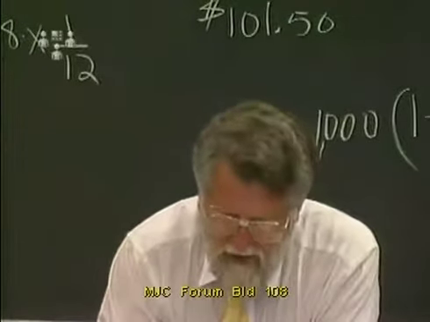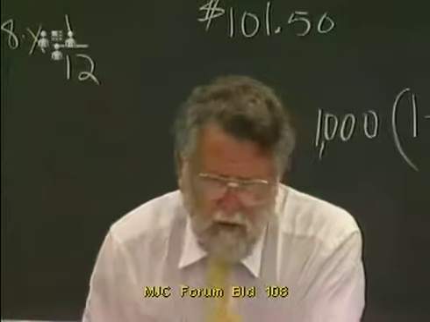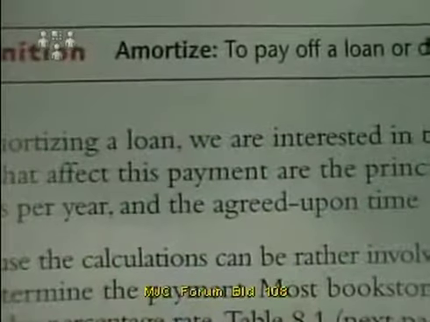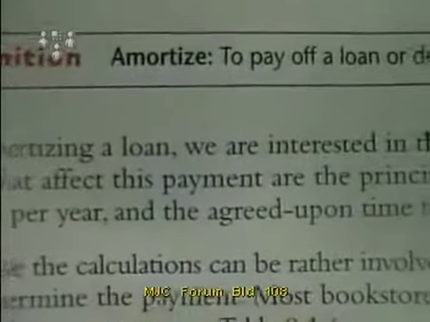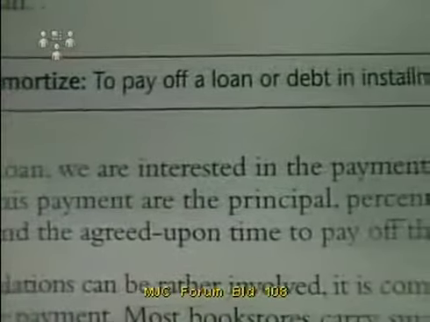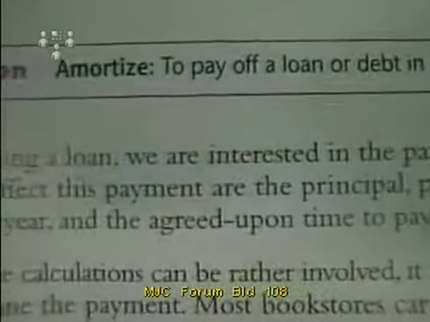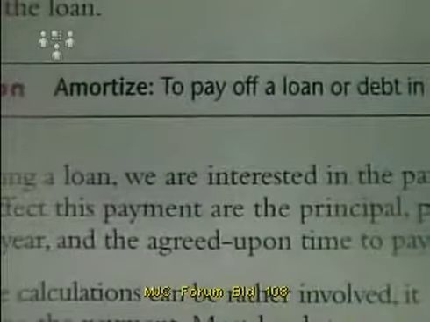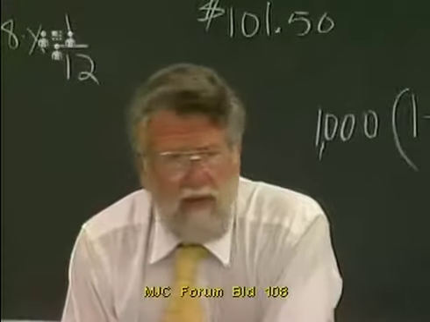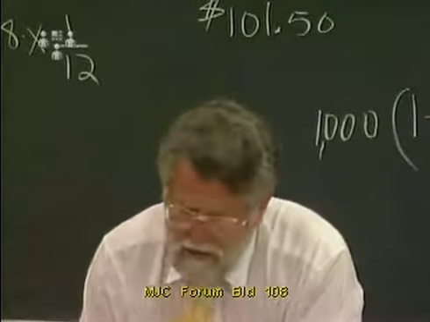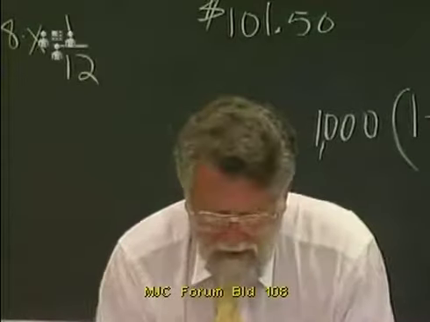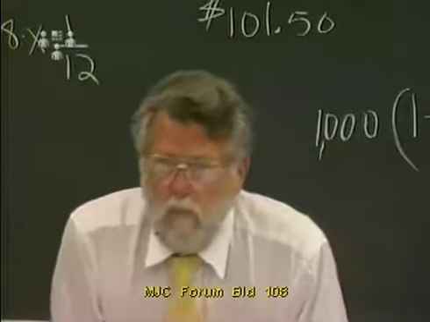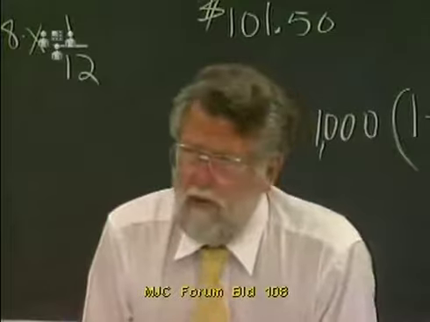Okay, and to amortize, here's the verb, means to pay off a loan or debt in installments. So you amortize a loan to pay it off. And so an amortization schedule is set up so you pay it off in a fixed number of years, and we have a table, and this reminds me of what bankers used before computers.